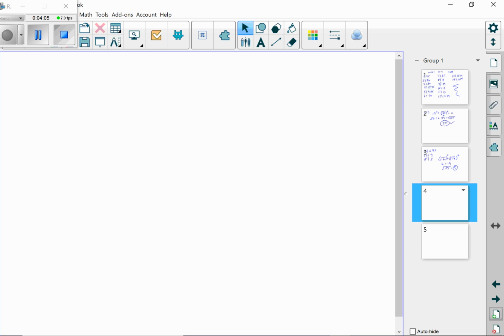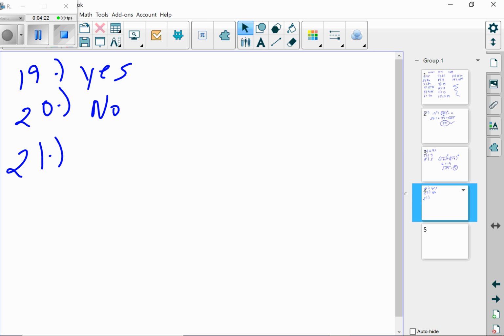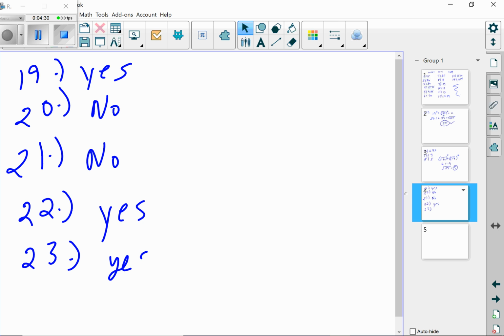At the bottom, we got the yes/no answers again. You're going to determine whether the following side measures form right triangles, justify your answer. Show your work for justification. Number 19 is yes. Number 20 is no. Number 21 was a no. 22 was a yes. 23 was a yes. 24 was a yes. Okay?